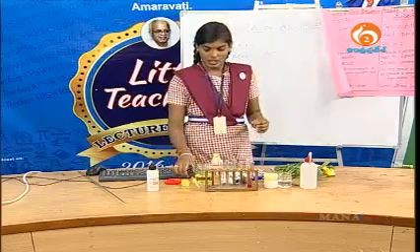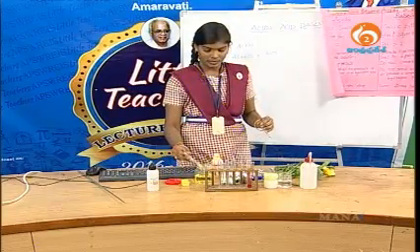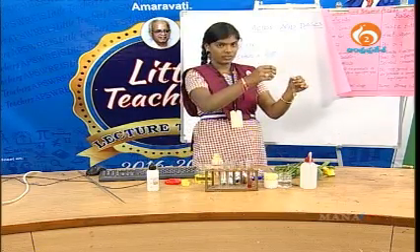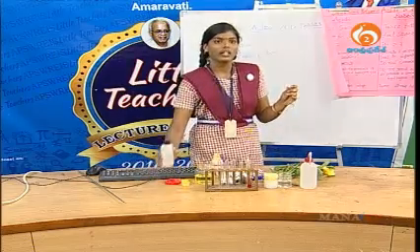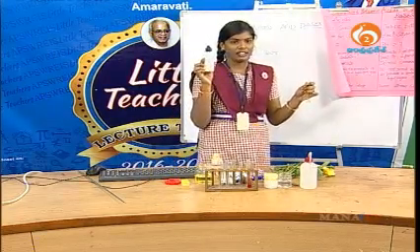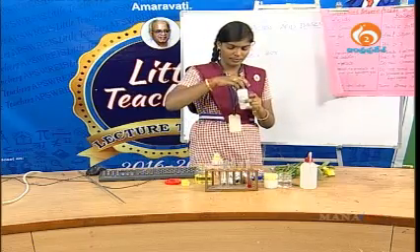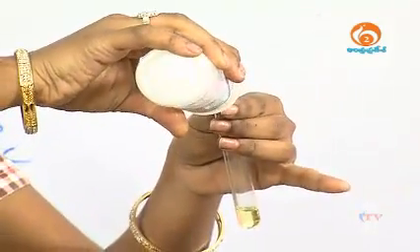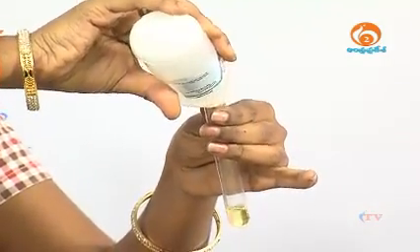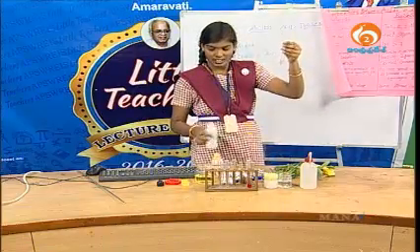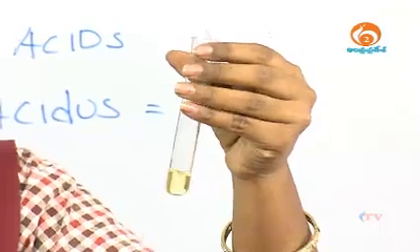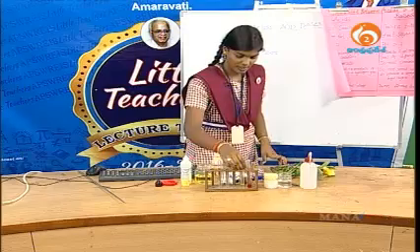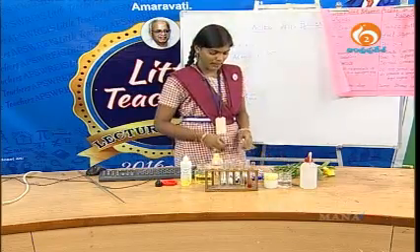We take some amount of acid. Next indicator, this is phenolphthalein. Observe, in acids, when phenolphthalein is slowly added, there is no change, it stays colorless. This is the acid. Next one is base.